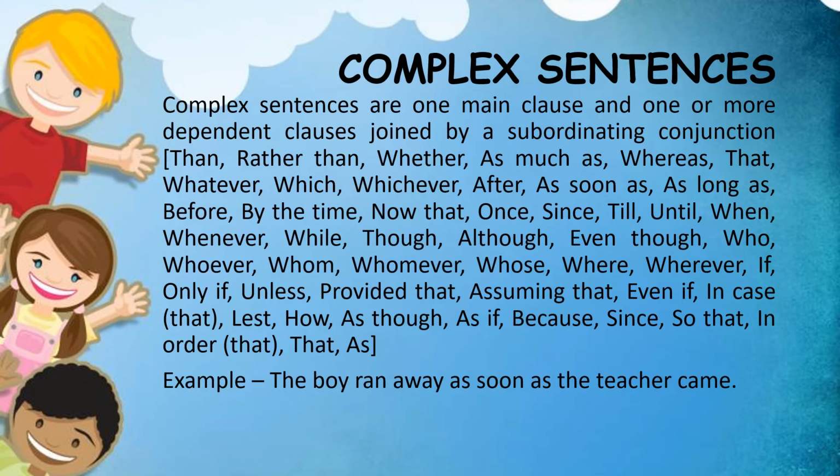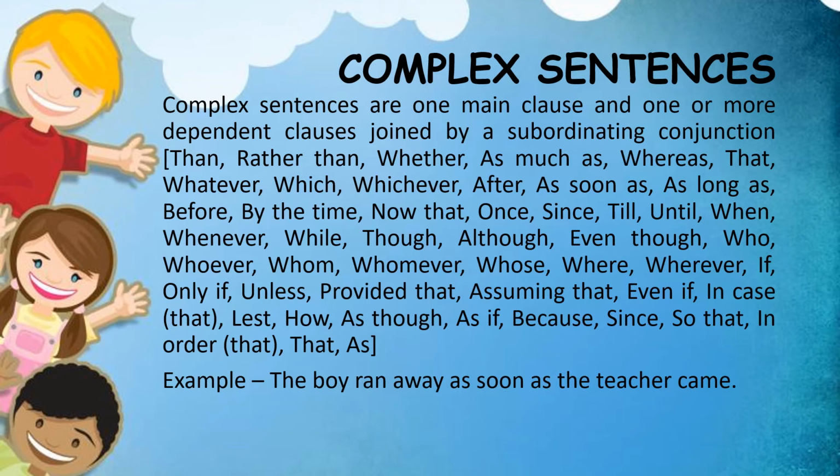The third type of sentence is the complex sentence. Complex sentences are one main clause and one or more dependent clauses joined by a subordinating conjunction. When we saw compound sentences, we saw two or more main clauses joined by a coordinating conjunction, the FANBOYS. Here, it is one main clause and then one or more subordinate clauses. Subordinate clauses are clauses which cannot stand by themselves. So one main clause and one or more subordinate clauses will be joined by subordinating conjunctions.